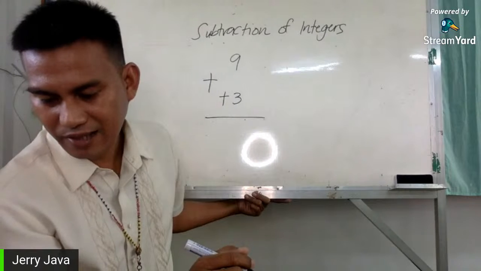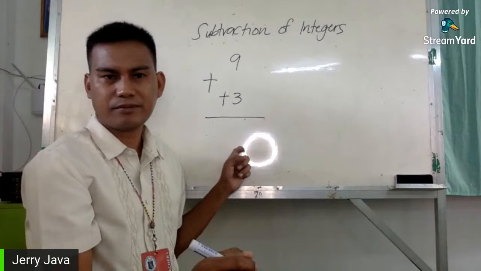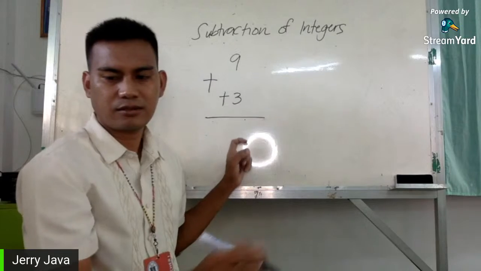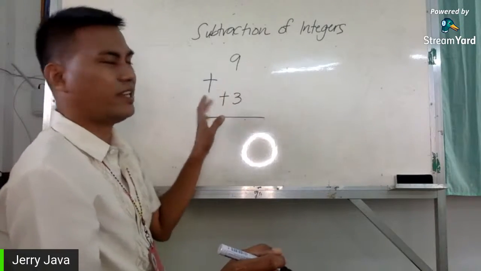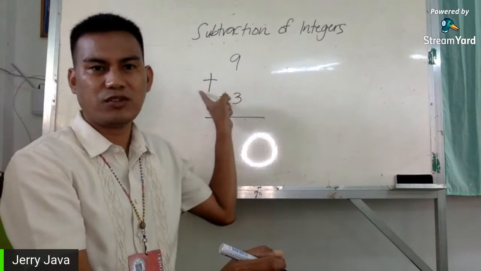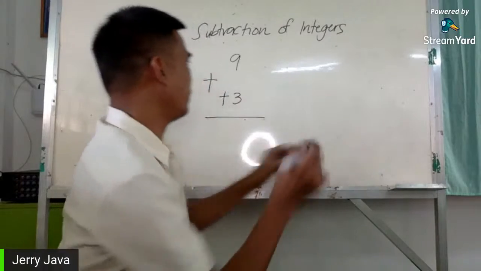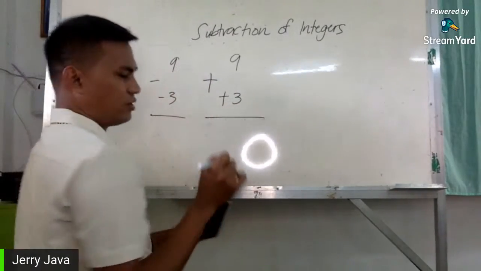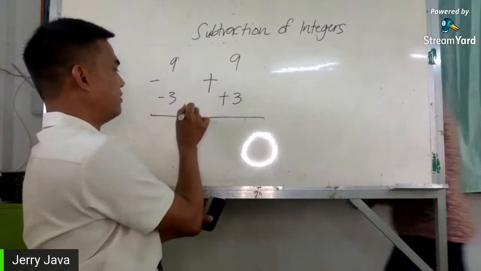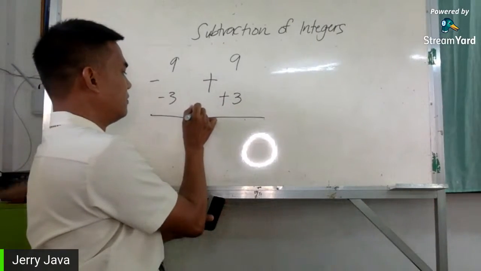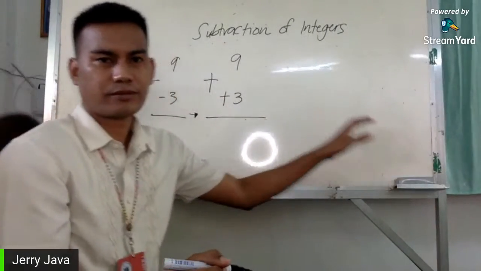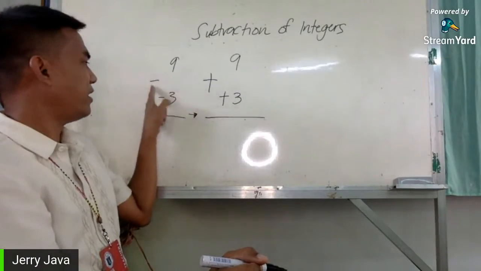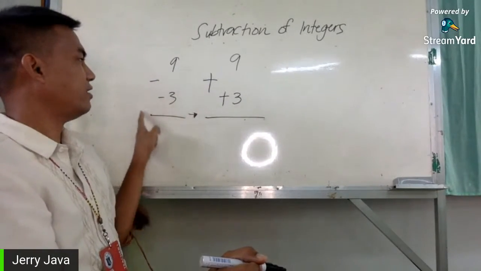Focus here. Again, change the sign of the second number, then proceed to addition. My original from earlier is this: 9 minus negative 3. Change the sign of the second number.